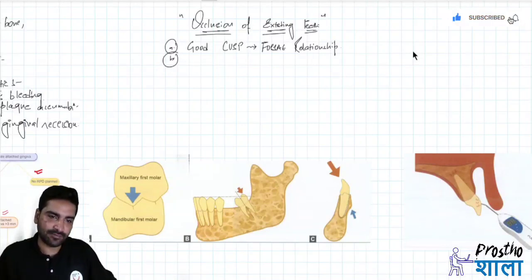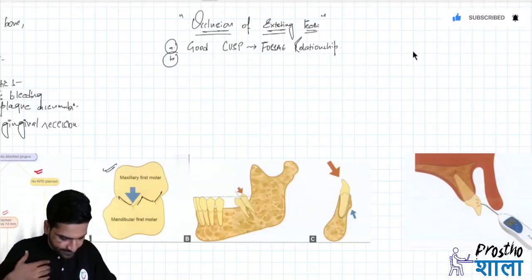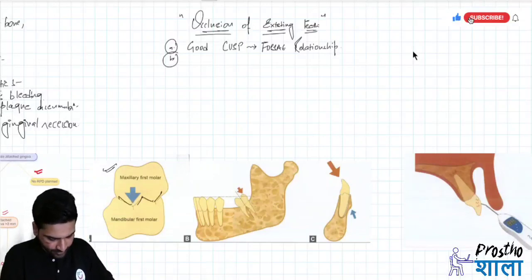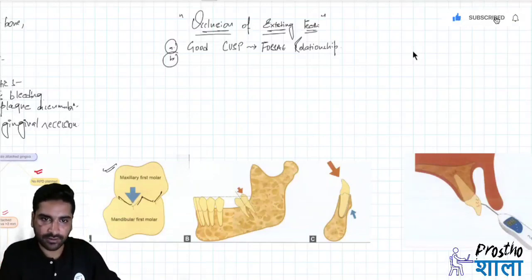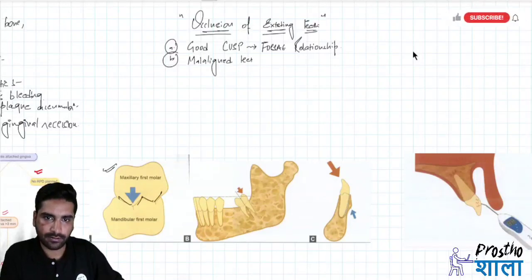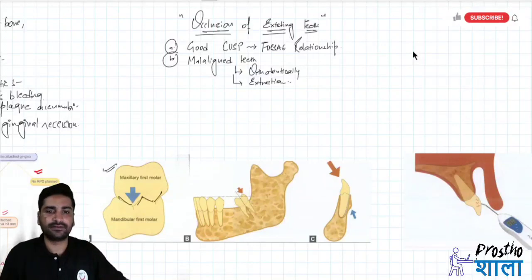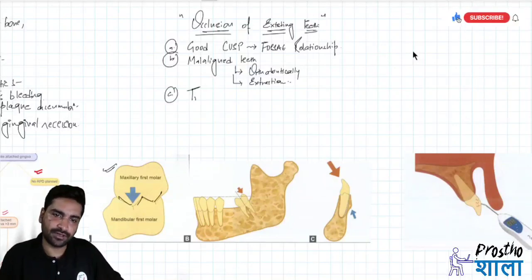As we see in this diagram A over here, good interlocking of the cusps and the fossae should be present, right? Sometimes you might encounter tilted or mal-aligned teeth. Such teeth can either be orthodontically treated or can be extracted. So with mal-aligned teeth, what you can do is orthodontically treat them or proceed with extraction of those teeth.